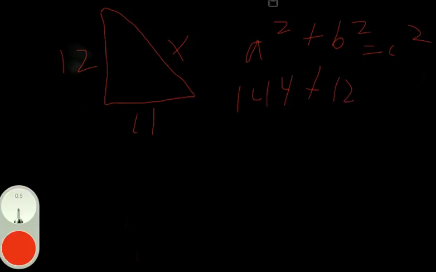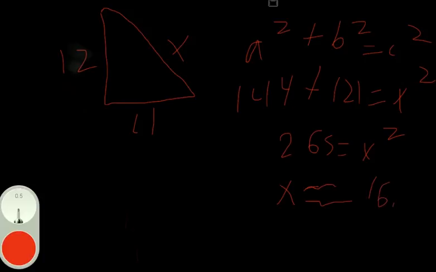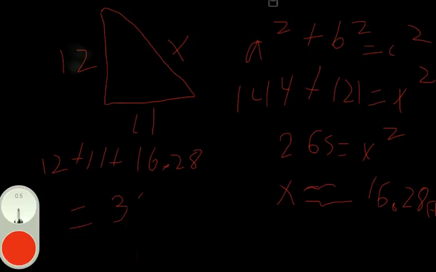So you can use the Pythagorean theorem: a squared plus b squared equals c squared. So 12 squared plus 11 squared equals x squared. 12 squared is 144. 11 squared is 121. So that added is 265. So x squared is 265, so x is about 16.28 feet. So you would add 12, 11, and 16.28 for a total of 39.28. So that would be the perimeter for the fence.